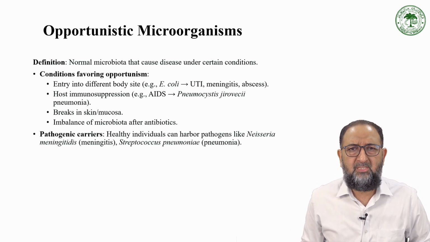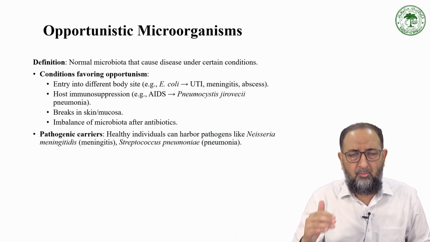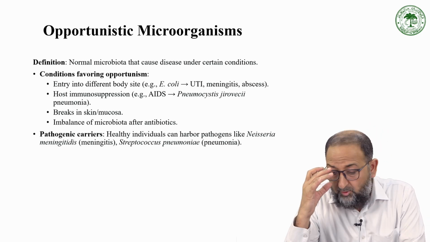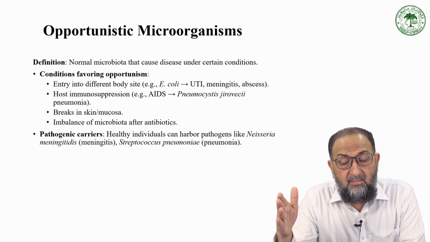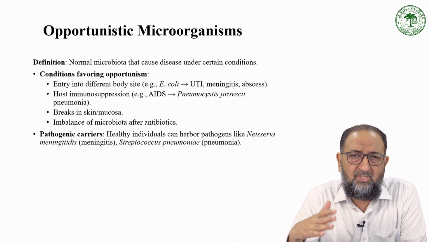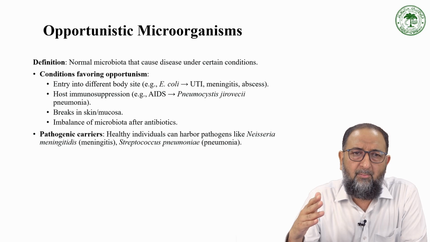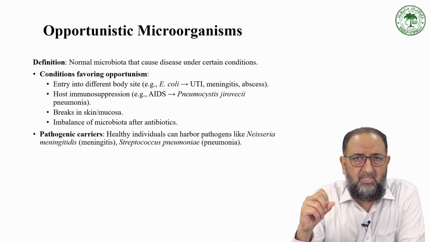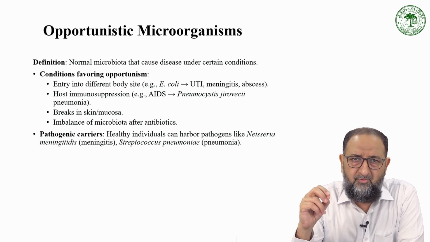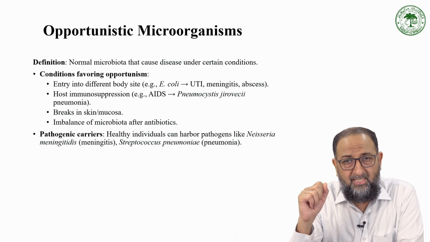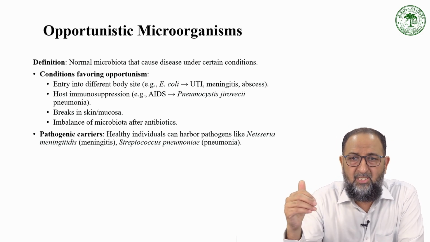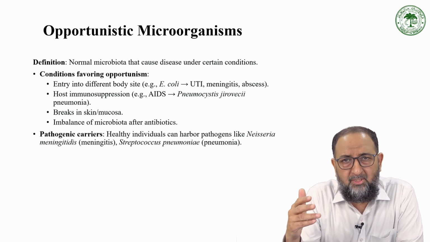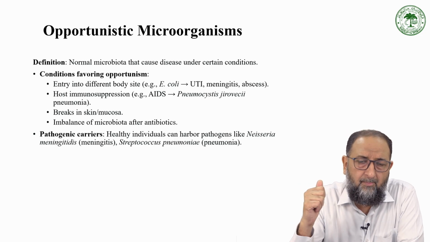Now, an opportunistic pathogen means the same E. coli, which is normal and beneficial, becomes an opportunistic bacterium under certain conditions, in response to the environmental condition. So, such kinds of microorganisms are called opportunistic microorganisms. The conditions favoring opportunism include entry into a different body site, for example UTI, meningitis, abscess, sepsis. Through these means they become more pathogenic for the host, especially human or animal hosts.